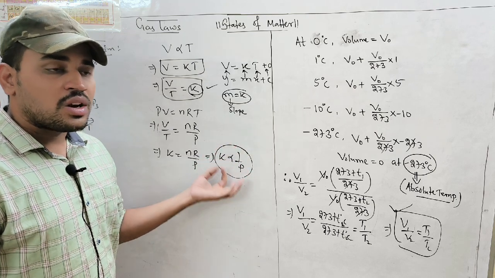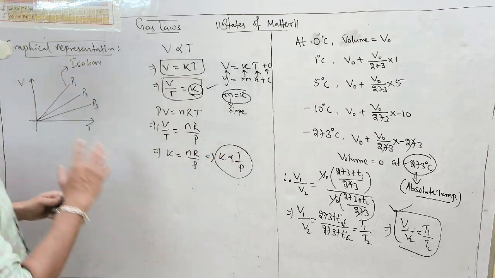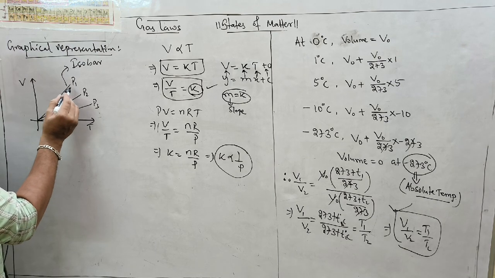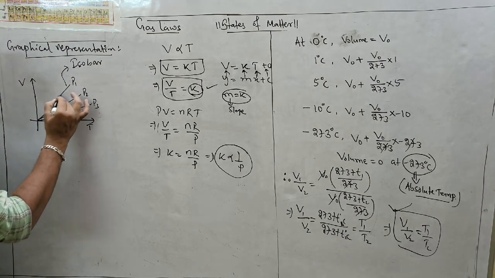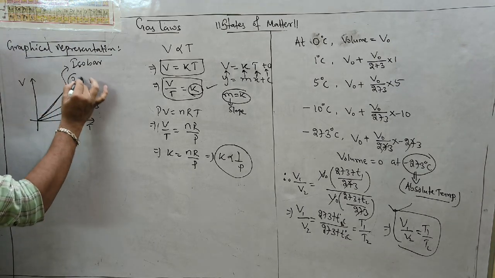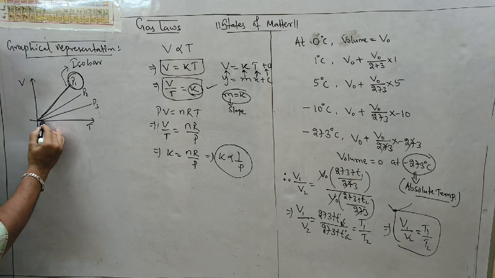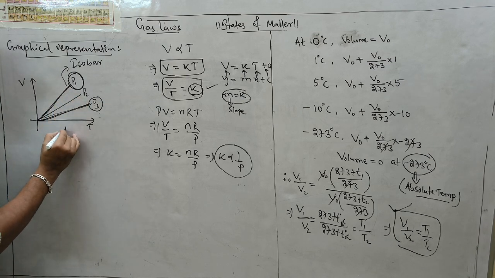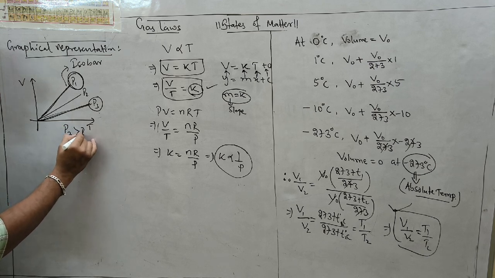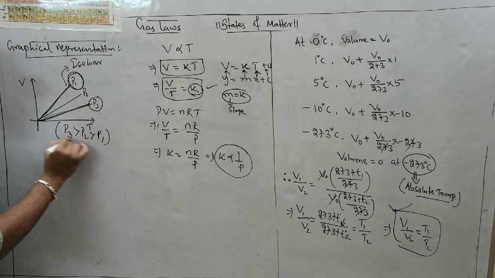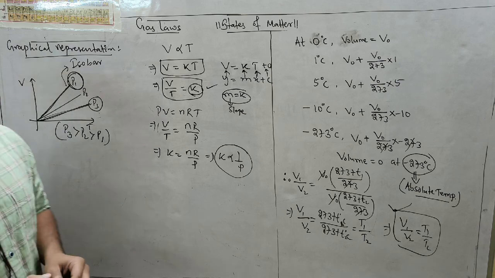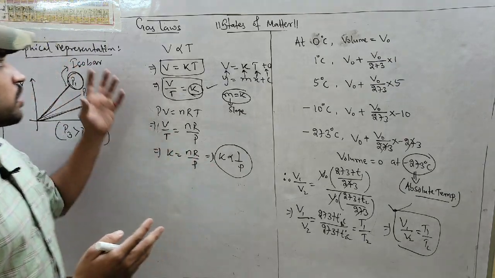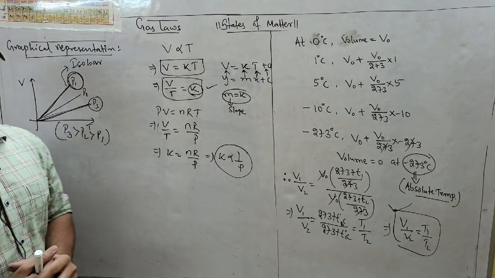Higher the pressure, lesser will be the slope. So from this point, what we have understood here is that the higher the slope, the lower the pressure, and the lower the slope, the higher the pressure. So this is very much important: P3 greater than P2 greater than P1. This was very much important regarding the concept related to gas laws, especially in Charles law.